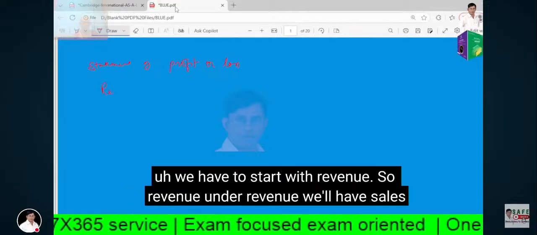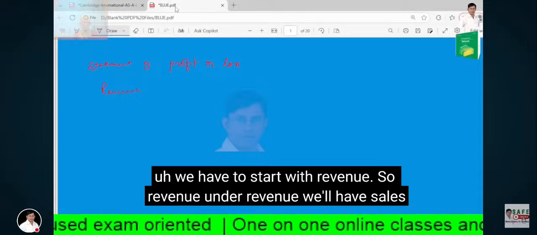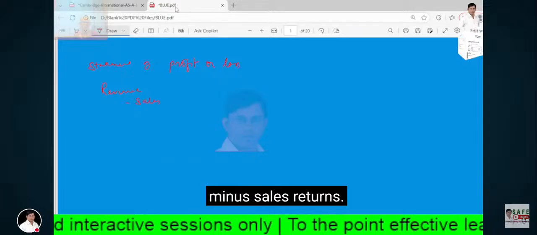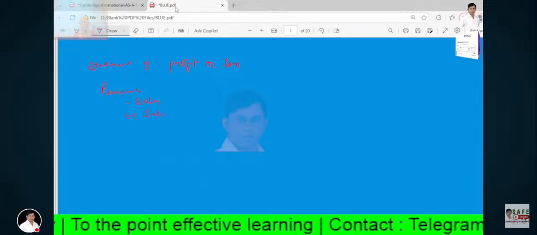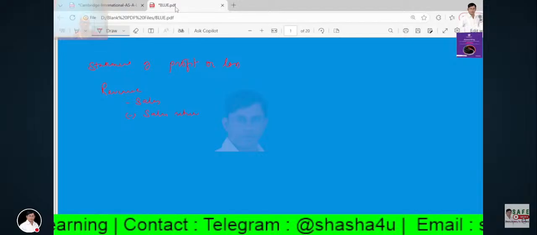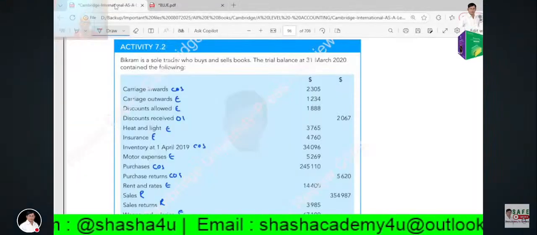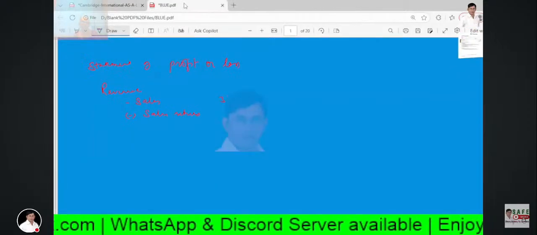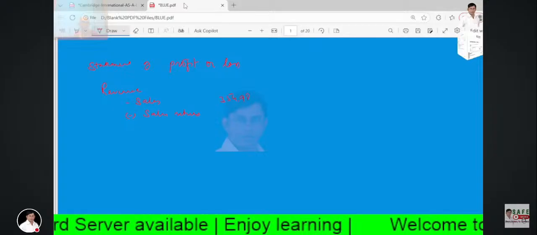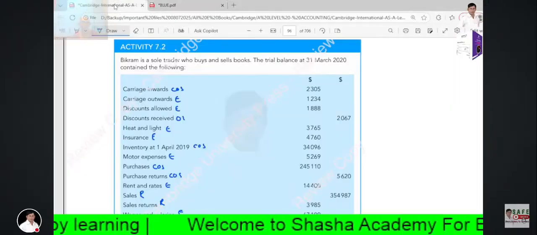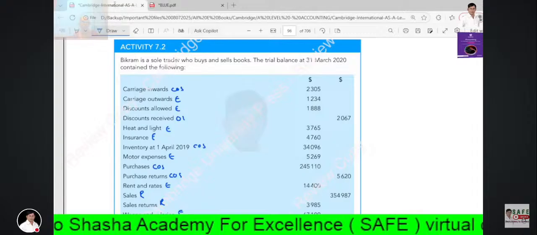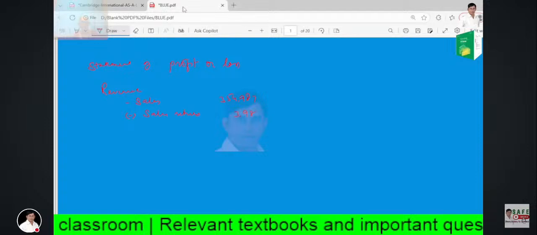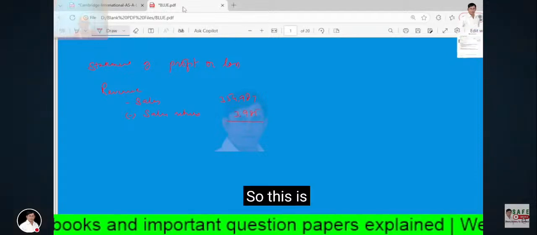Now, under the revenue statement, sales minus sales returns. Then the statement of financial position. First we need to write fixed assets. First we have to write the non-current assets heading. Premises is very heavy, so let us write premises.